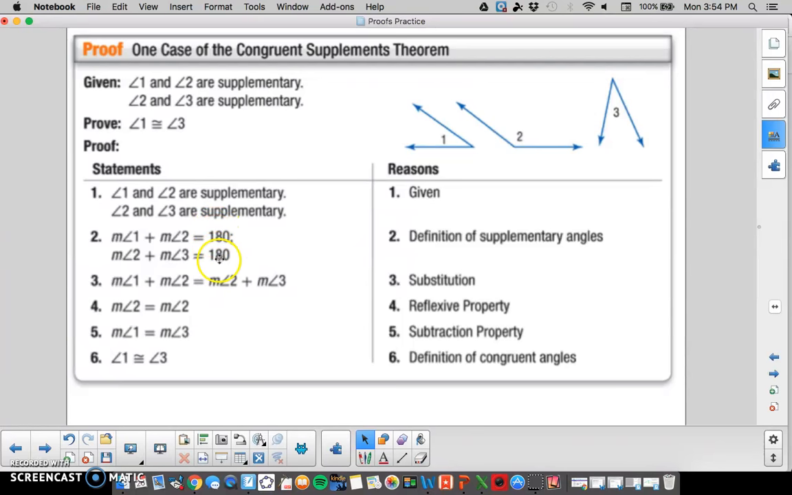Because they both equal 180 here, we can say they're equal to each other. So I can substitute in, instead of 180, the measure of angle 2 plus the measure of angle 3. Because the measure of angle 2 is equal to itself, we can subtract that from both sides of our equation and then just be left with angle 1 and angle 3. Because we know their measures are equal, we then know that they're congruent. So this is actually a proof of the congruent supplements theorem.